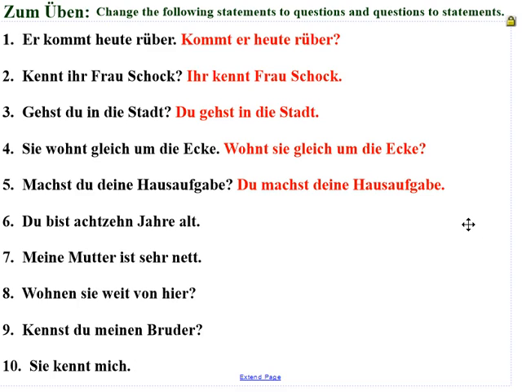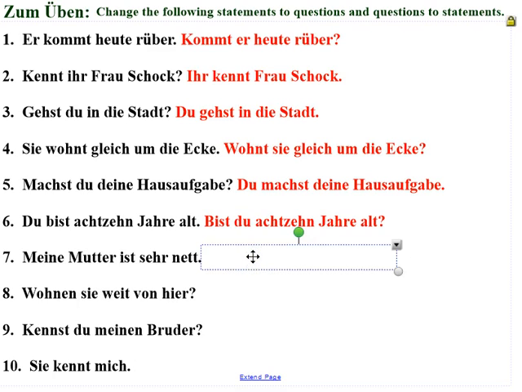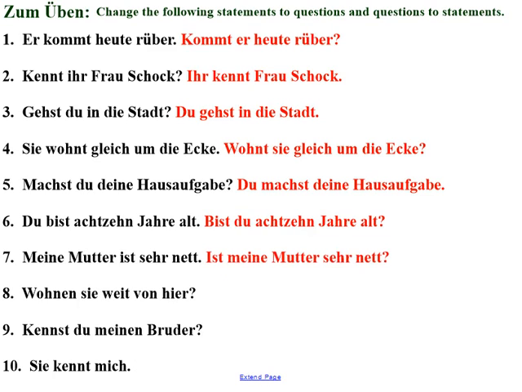Six. Du bist 18 Jahre alt. You are 18 years old. Bist du 18 Jahre alt? Are you 18 years old? Seven. Meine Mutter ist sehr nett. My mother is very nice. Ist meine Mutter sehr nett? Is my mother very nice?